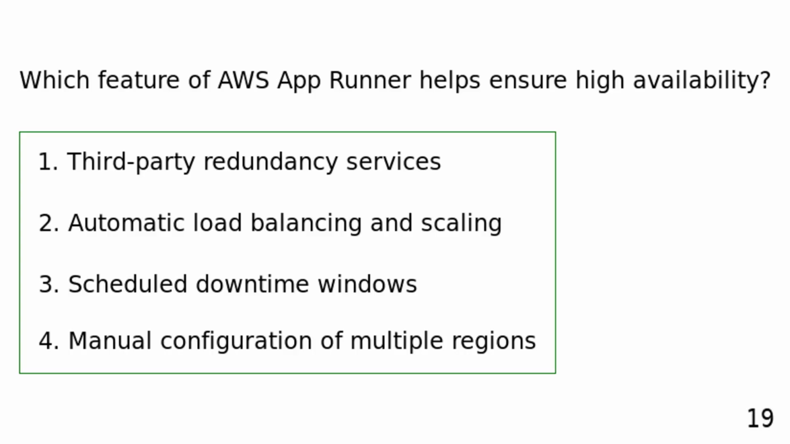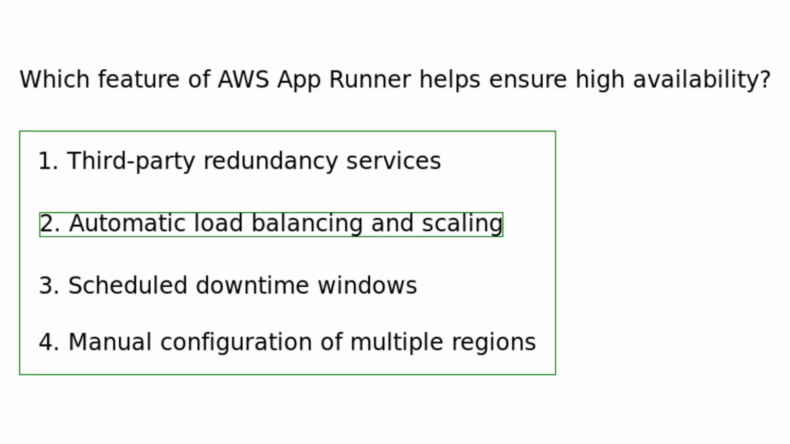Which feature of AWS App Runner helps ensure high availability? Third-party redundancy services. Automatic load balancing and scaling. Scheduled downtime windows. Manual configuration of multiple regions. AWS App Runner's automatic load balancing and scaling features help ensure high availability by distributing traffic and handling varying loads.